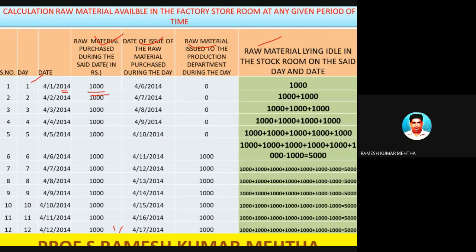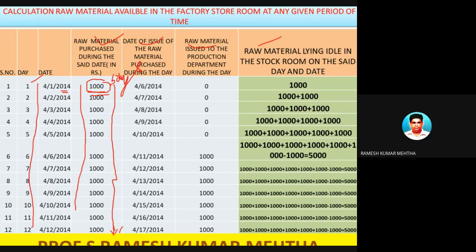So I have given 1, 2, 3, 4, and so on and so forth, and this is 1st April, 2nd April, 3rd April, and so on. Every day I am going to purchase raw material of 1,000 rupees. Now the first day's raw material, I told you, will be in the stock room for 5 days, and on the sixth day it will go into the production center. So this will go into the production center on 6th April. Hope you have understood.